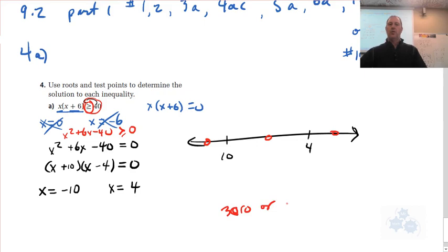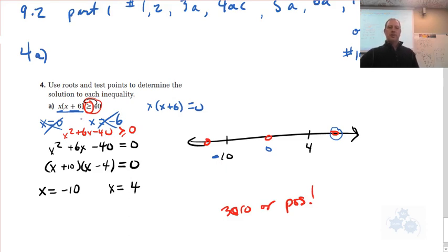0 or positive. That's what we're looking for. So a test point, real quick. Let's take 0. Zero's over here, I guess. Wait, what did I just do there? Oh, that's negative 10. Sorry. Negative 10. So 0 is right here. So that's negative 10 and 4. I forgot the negative.